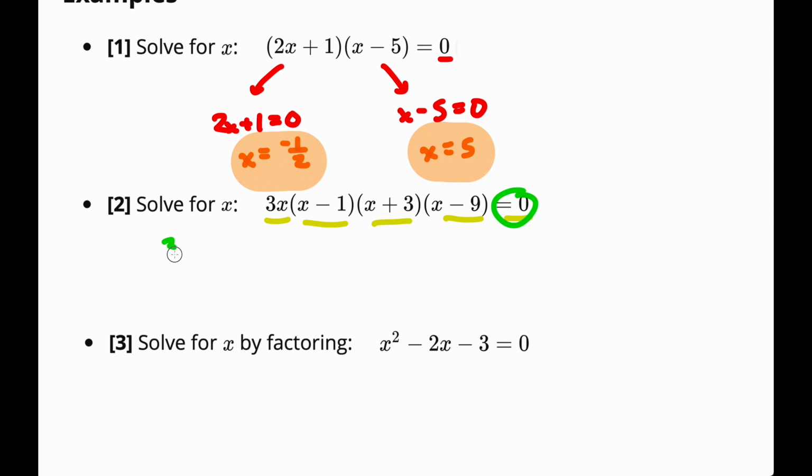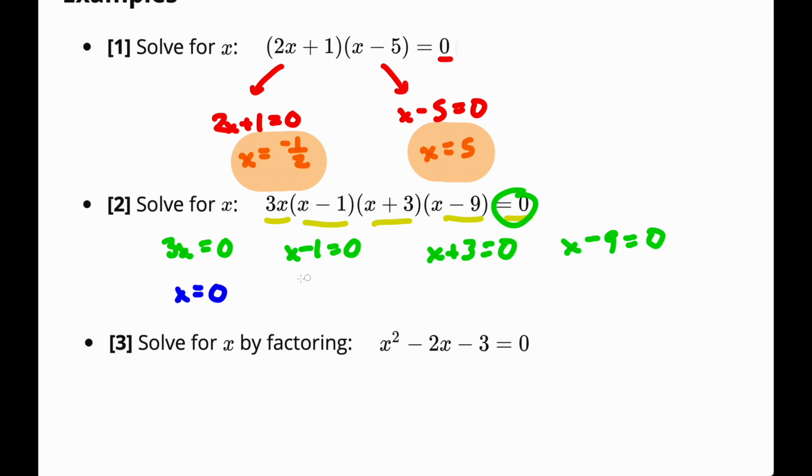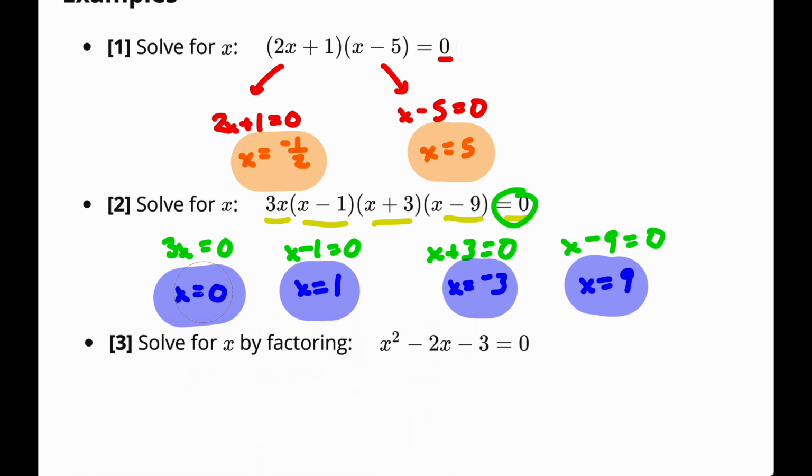So we're going to set 3x equal to 0, x minus 1 equal to 0, x plus 3 equal to 0, and x minus 9 equal to 0. So then you should have x equals 0 as one of the answers, x equals 1, x equals -3, and x equals 9. Highlight all these real quick. And those are the answers for that one.